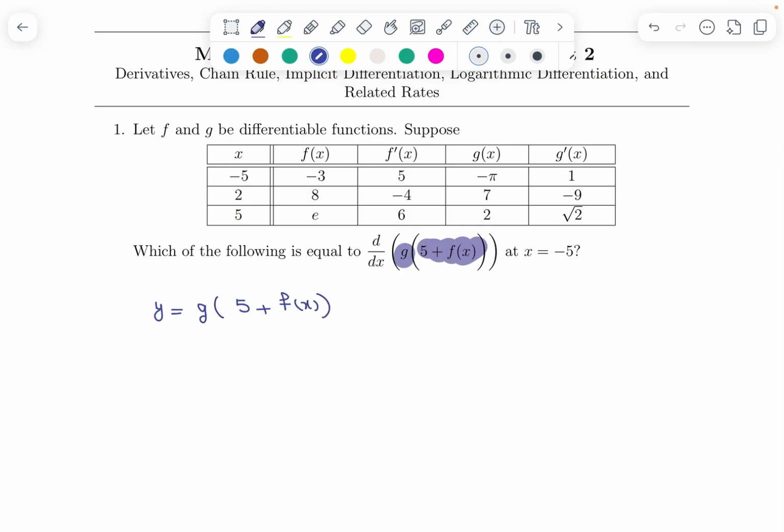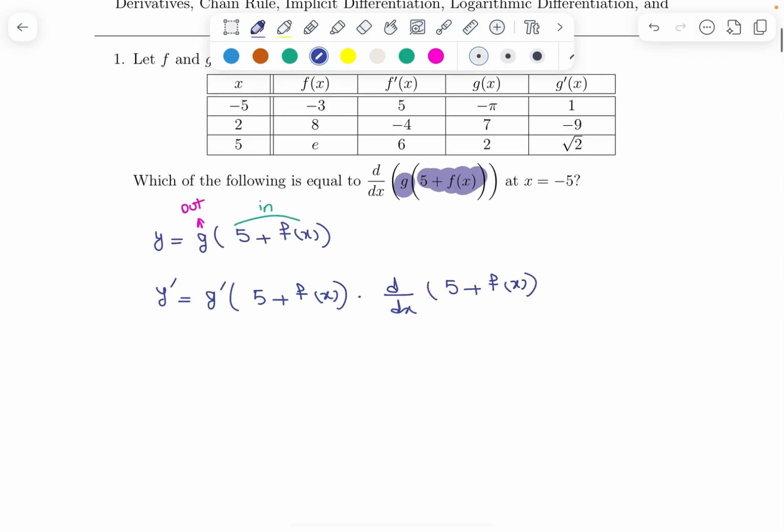Applying the chain rule gives y prime is equal to derivative of outside function. Outside function in this case is g. Derivative of outside function would be g prime of, like, inside function back in. So this is inside function. So g prime of 5 plus f of x times derivative of inside function, d/dx of 5 plus f of x.